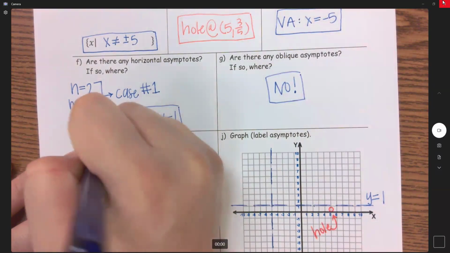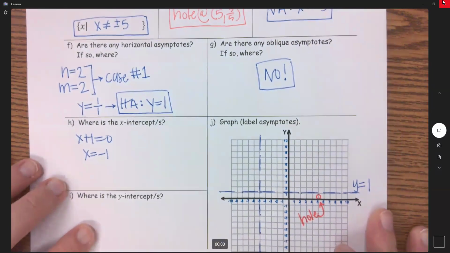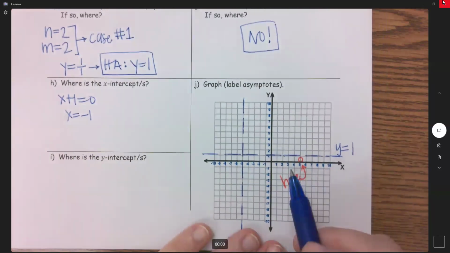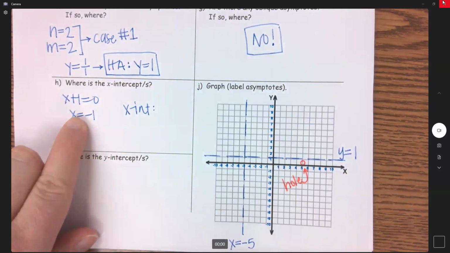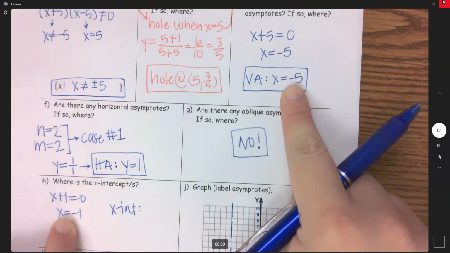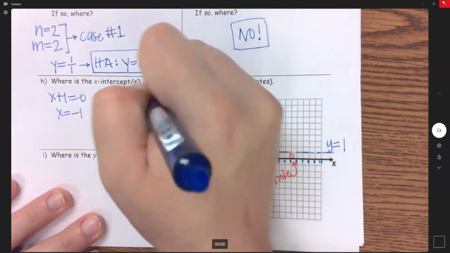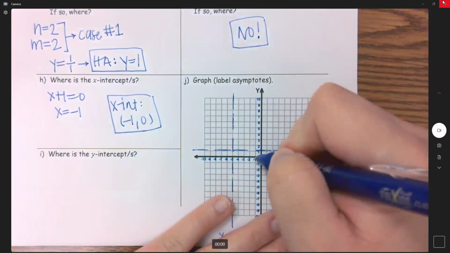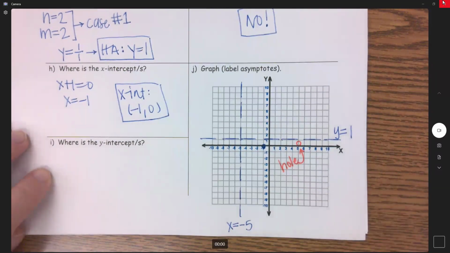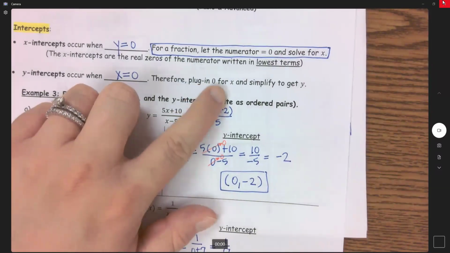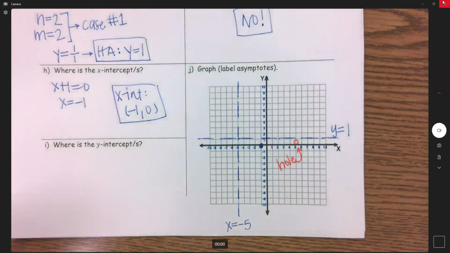So we have x plus 1 equals 0, which means x equals -1. So write it as an ordered pair, because this is the same form as a vertical asymptote. It's hard to tell the difference. So -1, 0. Here's my x-intercept. And then y-intercepts, plug in a 0 for x and simplify to get your y.